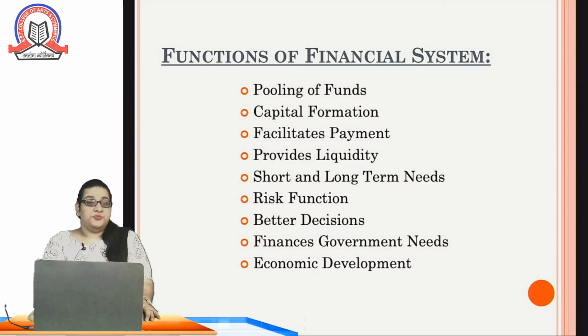So first is pooling of funds, then capital formation, facilitates payment, provides liquidity, short term and long term needs, risk function, then better decision, finances government needs, and last, economic development. So today we completed the structure of the financial system and the functions of the financial system.